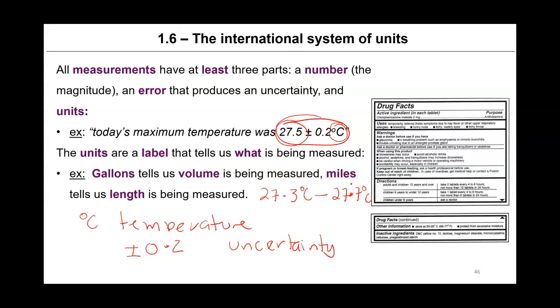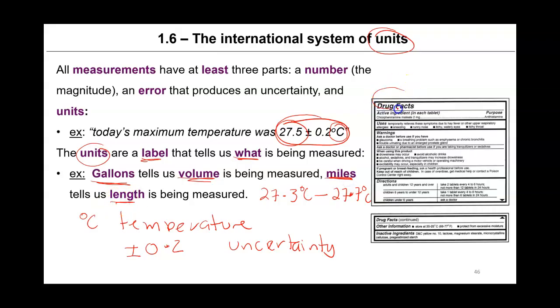So what we're focusing on in this section are units, and the units are a label that tells us what is being measured. For example, when we see the familiar unit gallons, we know that volume is being measured. If we see the unit miles, we know that length is being measured.